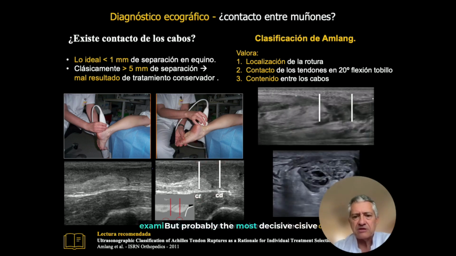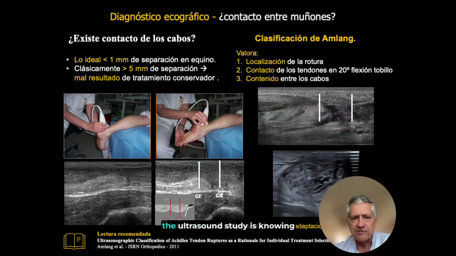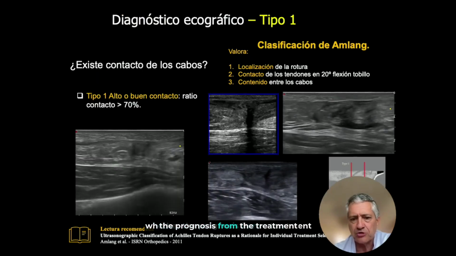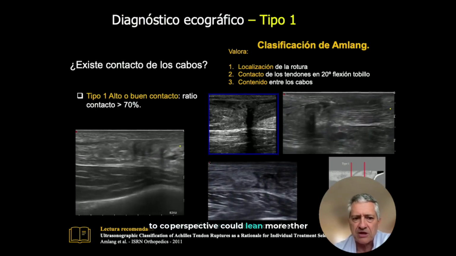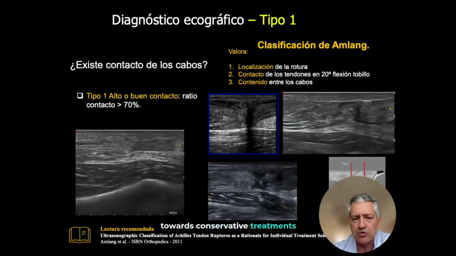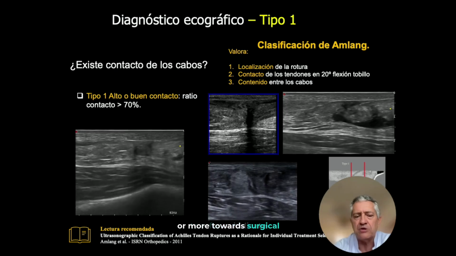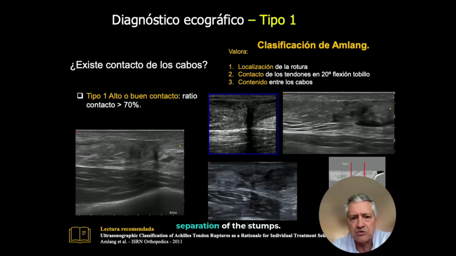But probably the most decisive aspect from the point of view of the ultrasound study is knowing whether there is contact between the stumps in the rupture area or not. It should be noted that the closer the stumps are, ideally less than 1 millimeter apart, especially in ankle flexion, the better the outcome will be. In treatments, the prognosis from the treatment perspective could lean more towards conservative treatments or more towards surgical treatments, depending on the separation of the stumps.